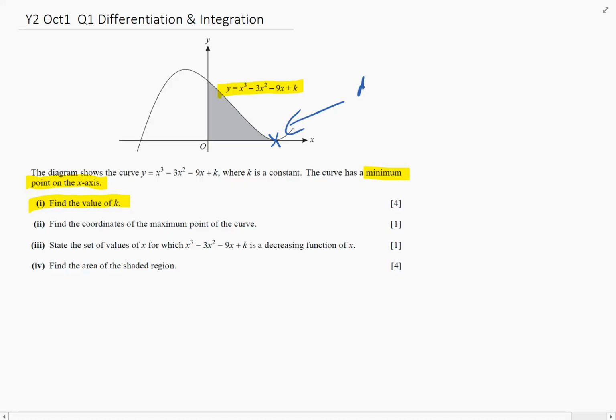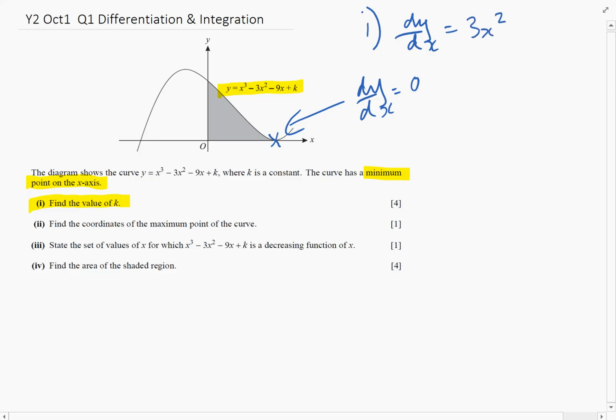So we know dy by dx will equal 0 here. So in order to do part 1, we're going to need to differentiate and put it equal to 0. So dy by dx, if we differentiate this equation, we'll get 3x squared minus 6x minus 9, and then put that equal to 0. 3x squared minus 6x minus 9.